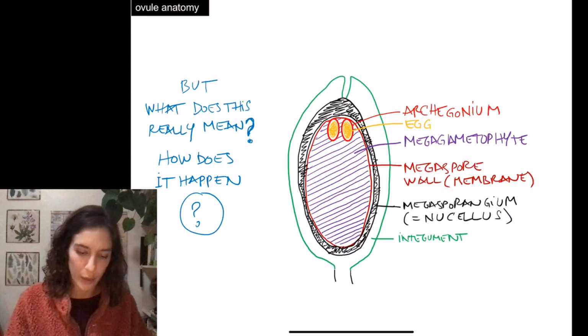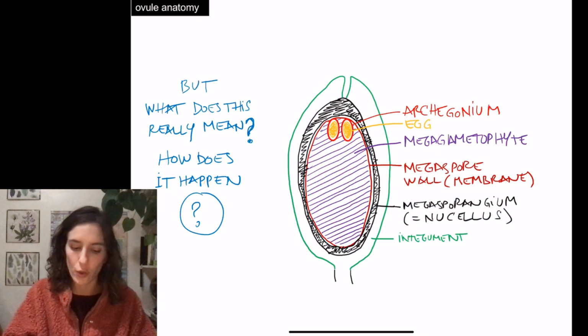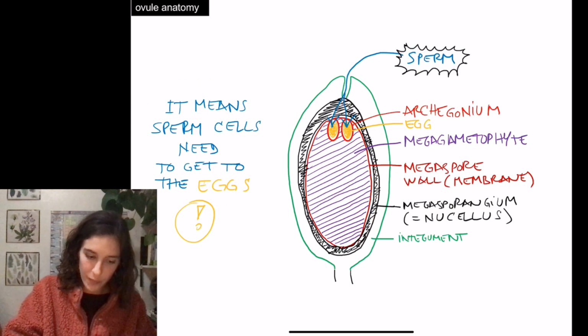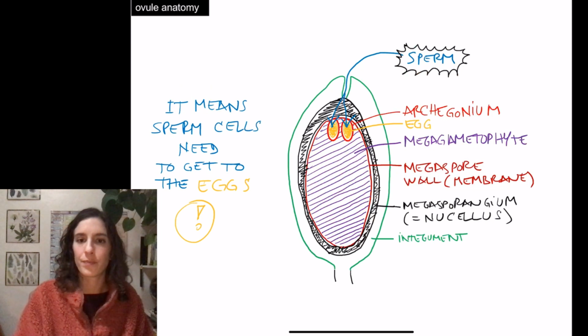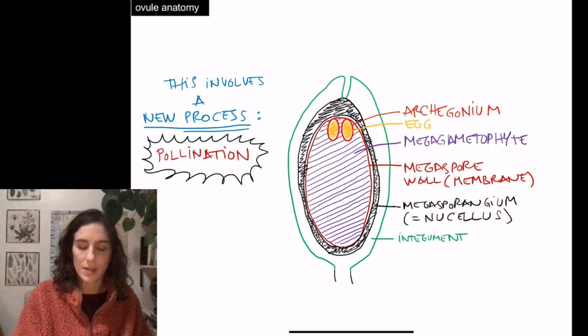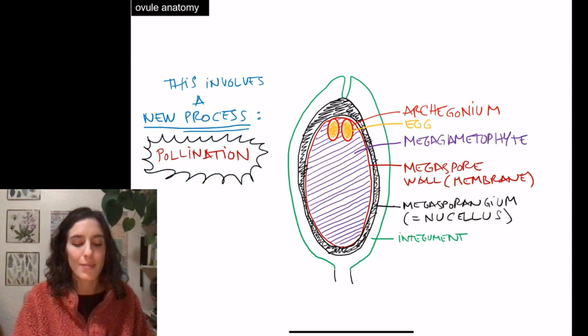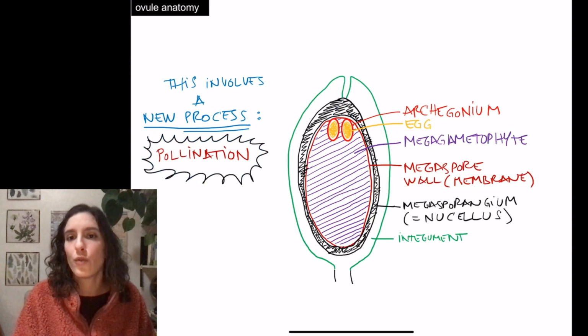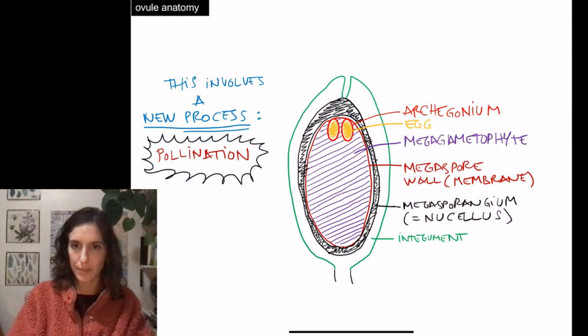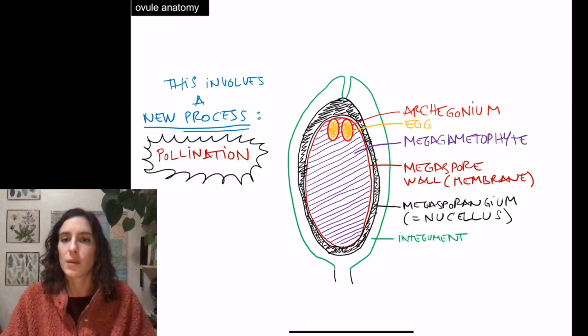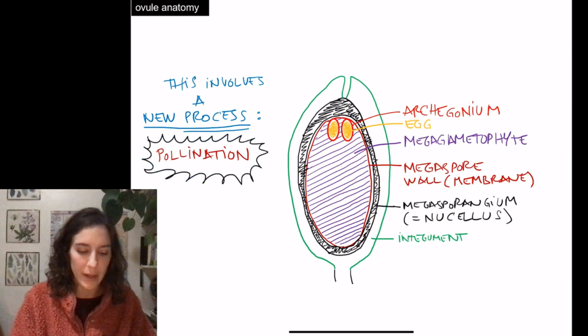How does this happen? How can we bring this a little bit more together with the other side of the story, the male side of the story? Well, we know that sperm cells need to get to these eggs somehow. And so how will they do this? This is going to require a new process called pollination. Pollination is the act of pollen grain sperm cells moving from one organism to another and not swimming there. Maybe there are possibly some flagella involved in certain gymnosperms, but they are still enclosed in pollen grains.